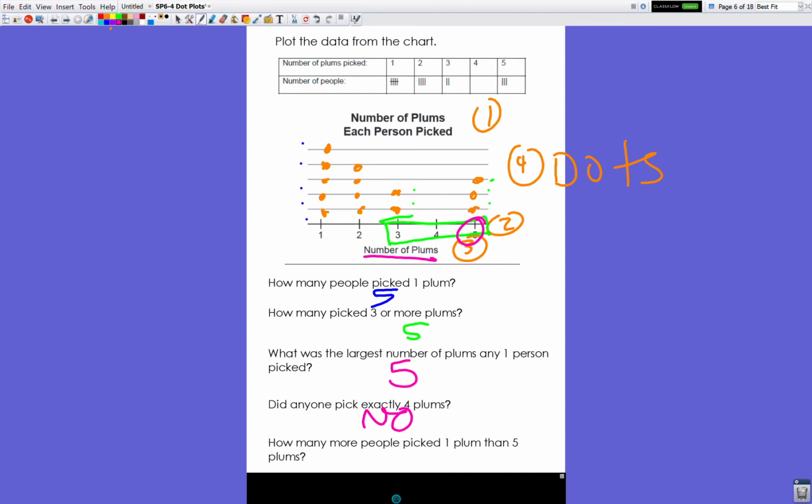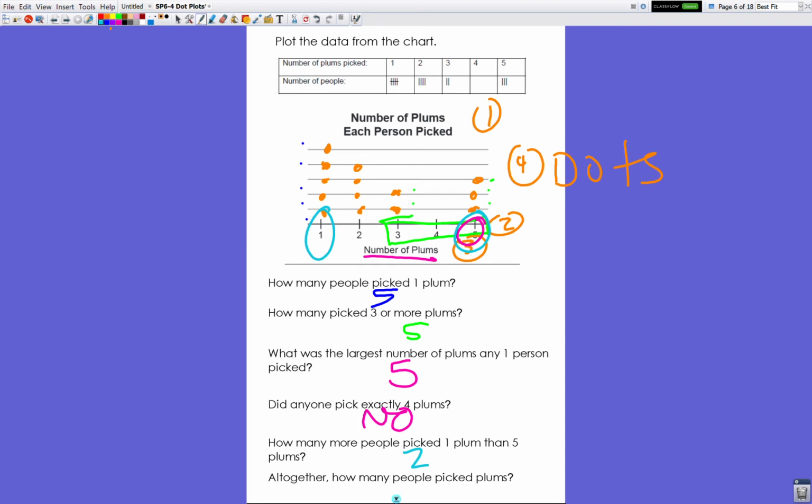How many more people picked 1 plum than 5 plums? So we're only looking at 1 and 5 right now. 1 has 5 people who picked plums, and 5 has 3 people who picked that many plums. So there is a difference of 2. So 2 more people picked 1 plum than 5 plums.